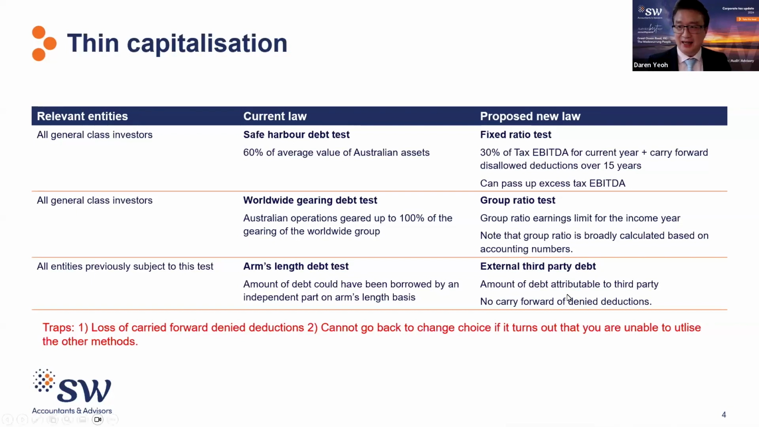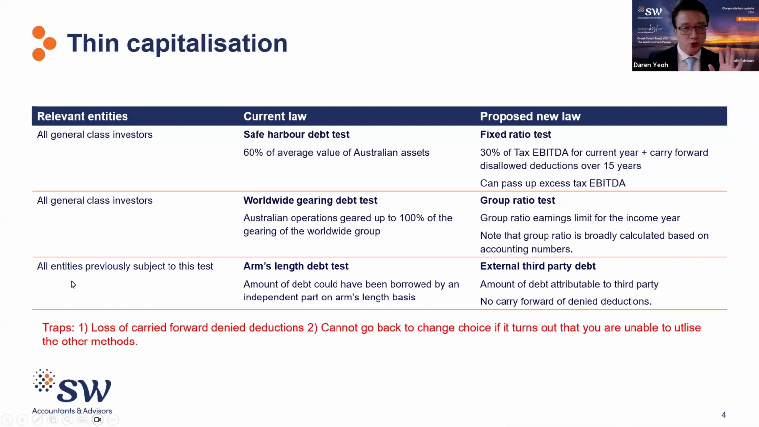The arm's length debt test is removed and is replaced with an external third-party debt test. Now, the important difference here is that under the arm's length debt test, you could apply it to related party debt. For example, we can see that test being used for loans with parent entities. Under the external third-party debt test, however, unless you satisfy a very limited exception for conduit financing entity, you can only use this test on third-party debts or loans, bank loans.